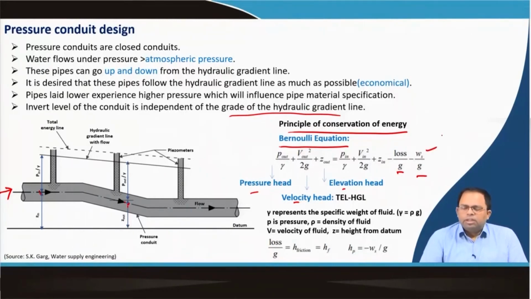So we can even ignore this part, right? So loss by g is equal to this head loss due to friction. So we are dividing by g to get the loss. So from energy we are actually converting it to the head.